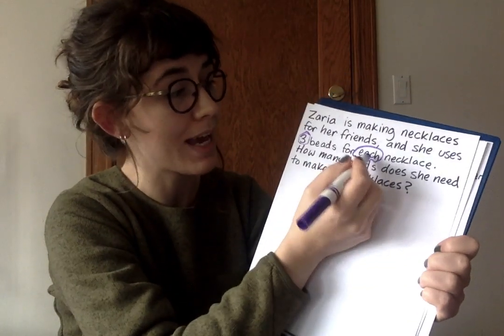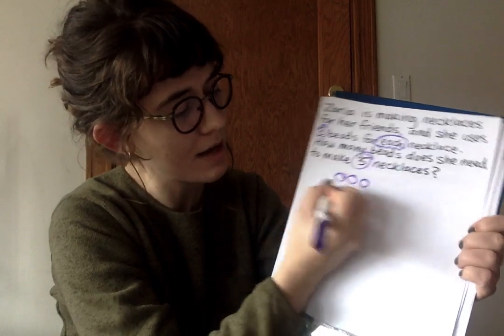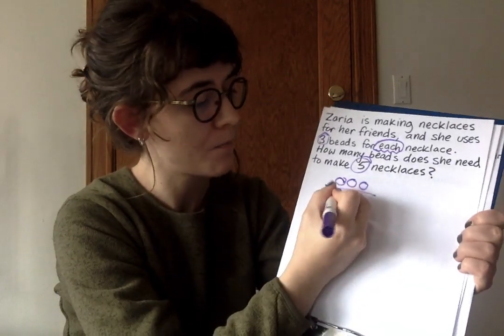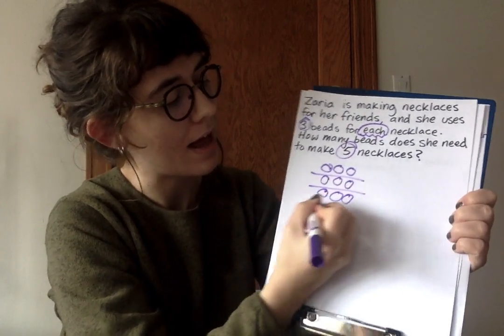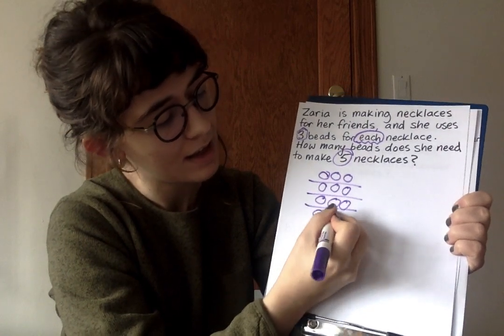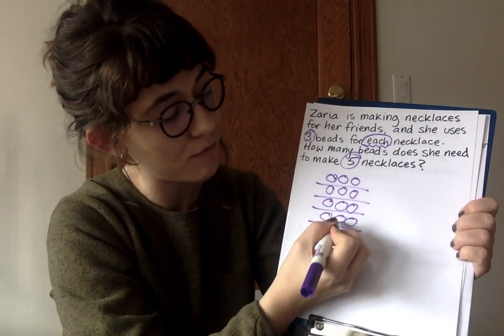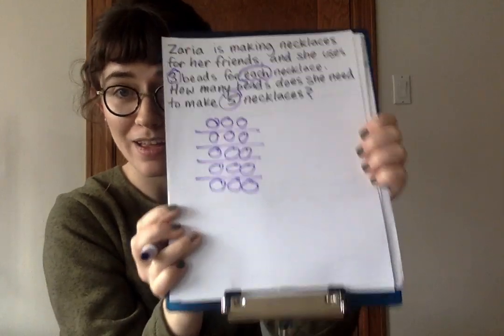All right, I'm going to do rows again just because I like rows. So there's going to be 3 in each necklace, 3 in each row. So we're going to do 1, 2, 3, and we're going to do 1 for each necklace. So that's the first necklace, the next necklace, another necklace, and that's 1, 2, 3, 4. She wanted 5 necklaces though. So that's 5 necklaces.